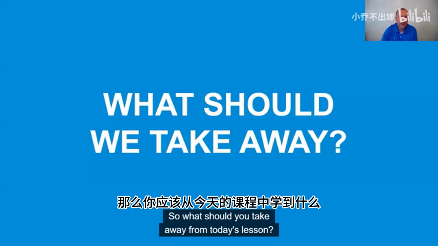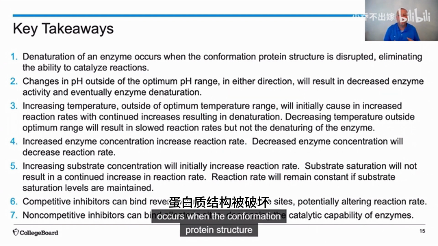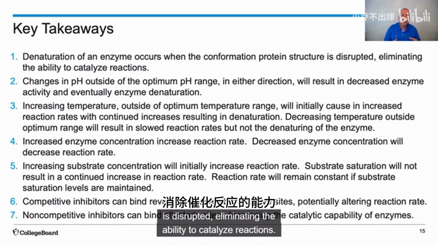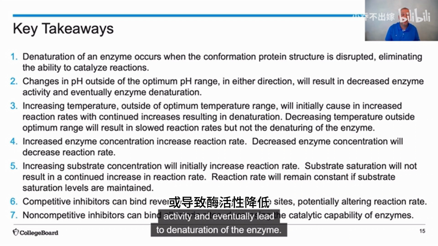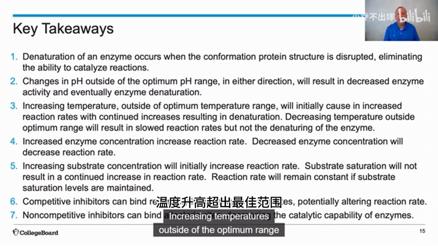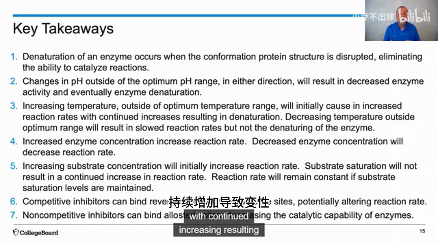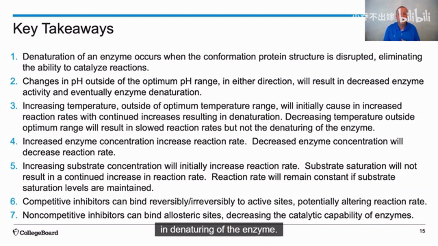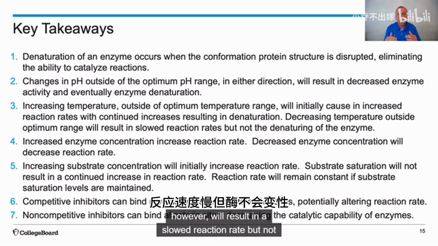So what should you take away from today's lesson? Well, first, denaturation of an enzyme occurs when the conformational protein structure is disrupted, eliminating the ability to catalyze reactions. Changes in pH outside of the optimum pH range in either direction will result in decreased enzyme activity and eventually lead to denaturation of the enzyme. Increasing temperatures outside of the optimum range will initially cause an increase in reaction rates, with continued increase resulting in denaturing of the enzyme. Decreased temperatures outside of the optimum range, however, will result in a slowed reaction rate, but not denaturing of the enzyme.